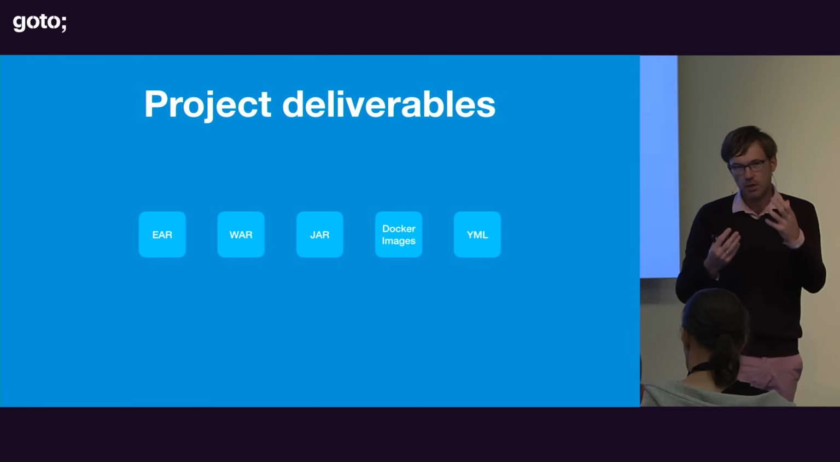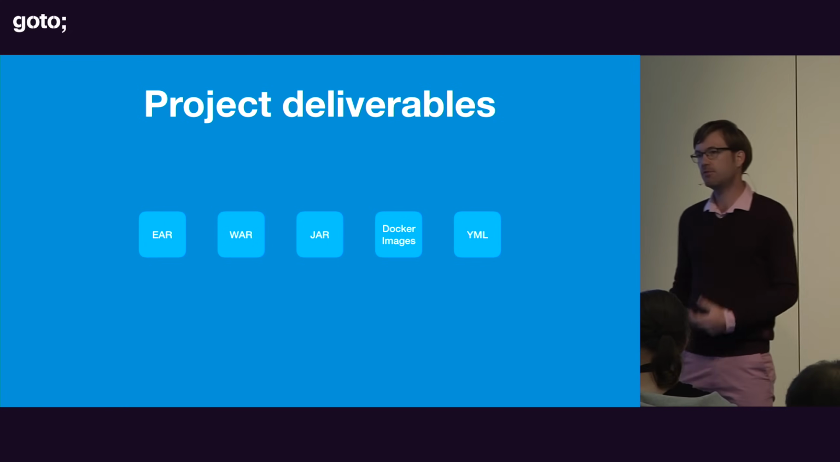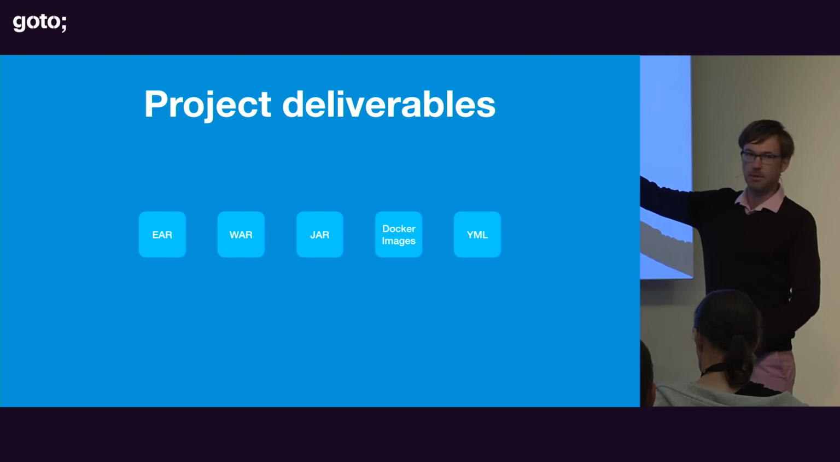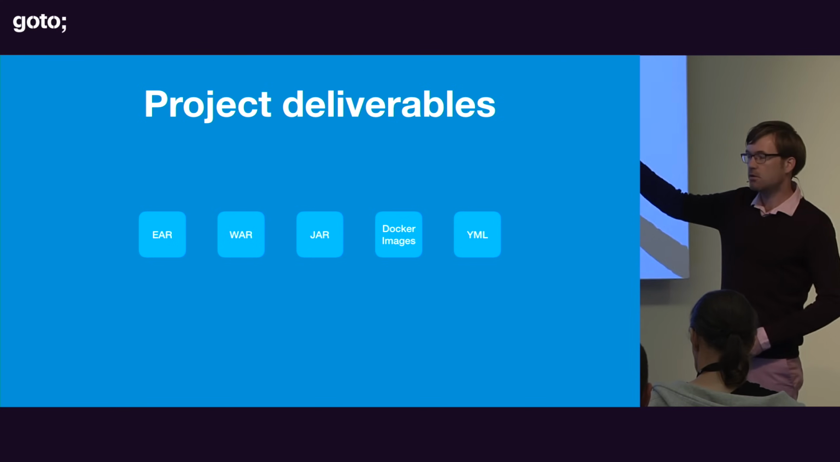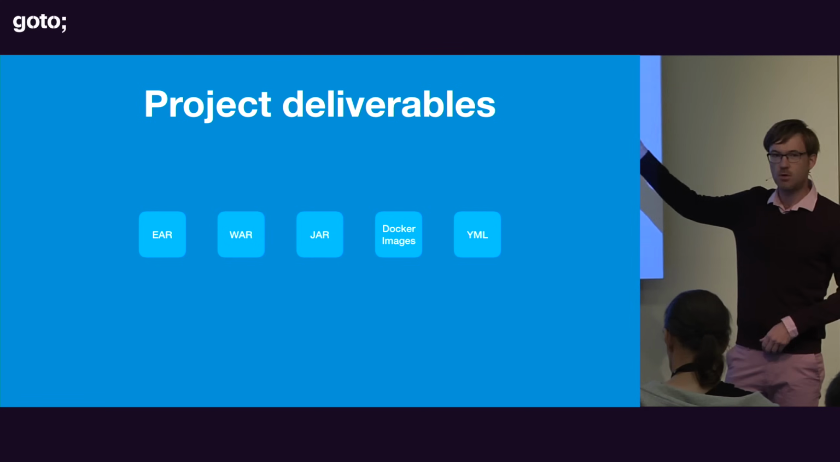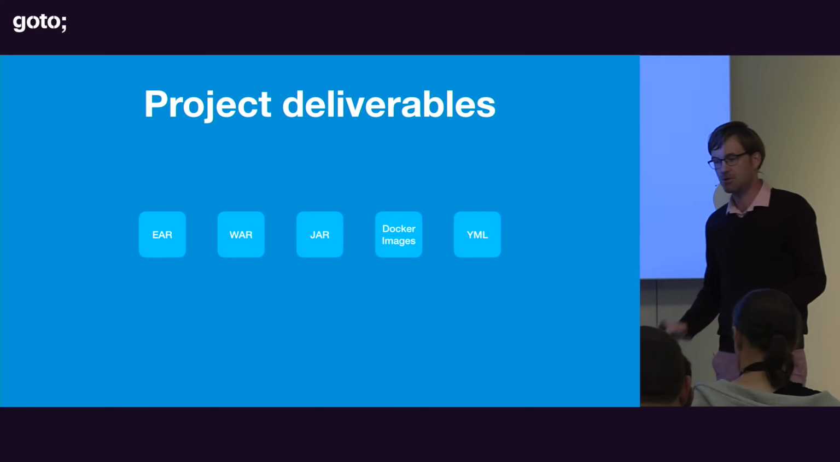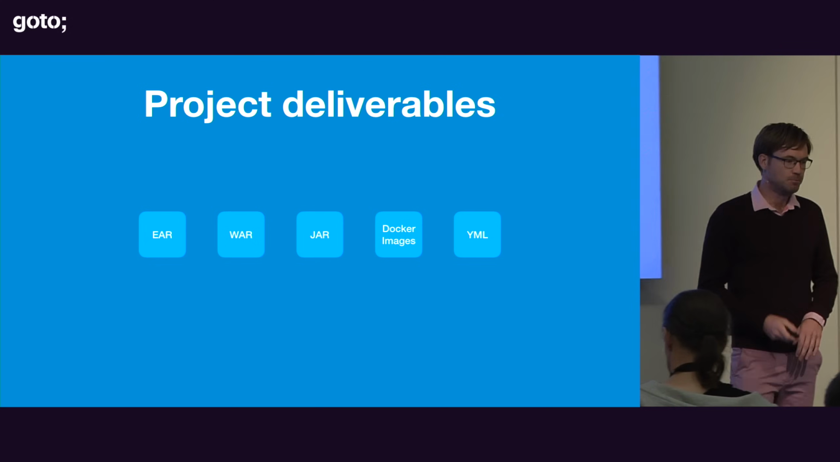But then with containers, this changed a little bit. We were not delivering our Java artifacts anymore, but we were delivering Docker images. And now on the project we started in January, basically the stuff we deliver the most is YAML. So I think 80% of the files we write are YAML files, YAML files, YAML files.